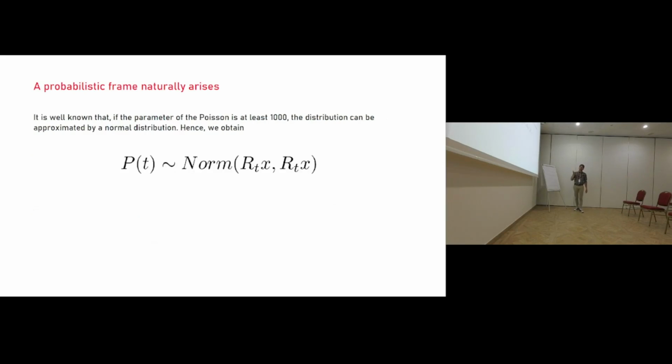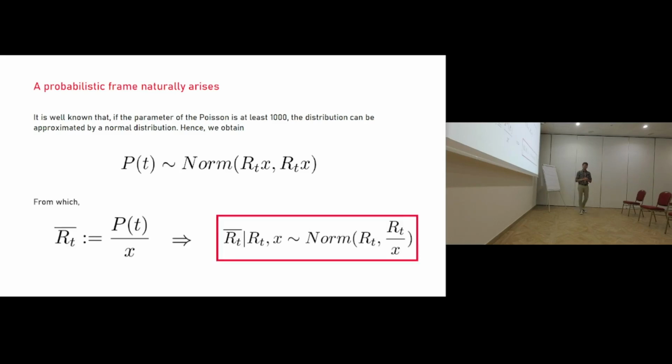It is well known that if the parameter of the Poisson is at least 1000, and some sources say also at least 30, so we are in good hands, the distribution can be approximated by a normal distribution, so that we obtain P as a normal of mean RT·x and variance RT·x. So we can define a new random variable, RT bar, that has to be interpreted as a regional RT, defined as P over x. This is a linear transformation of a Gaussian, and so we obtain that RT bar is a normal of mean RT and variance RT over x.